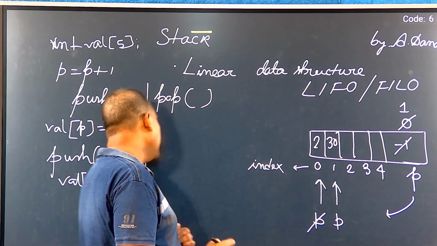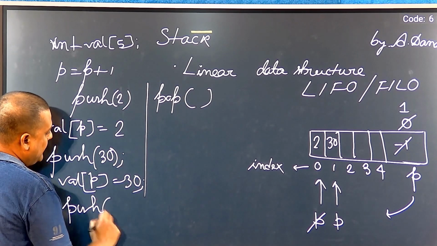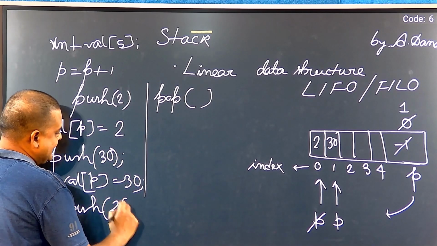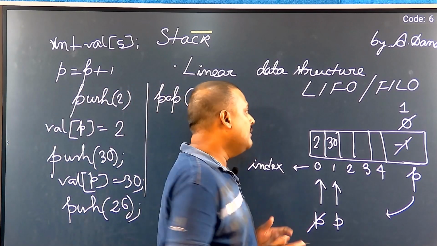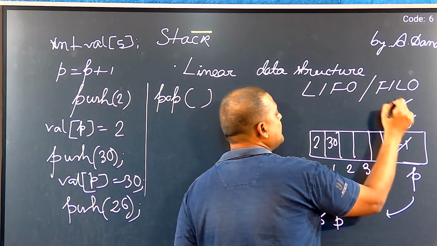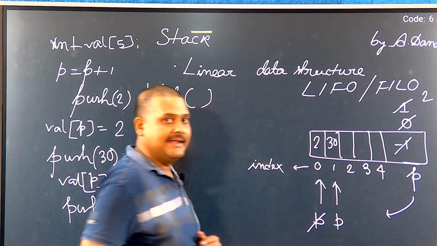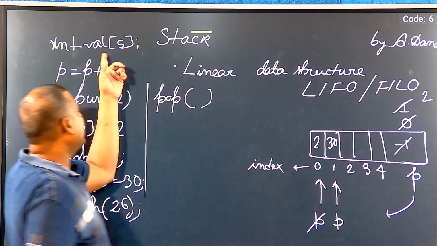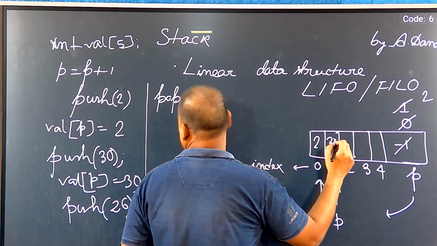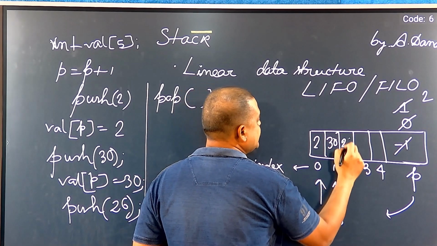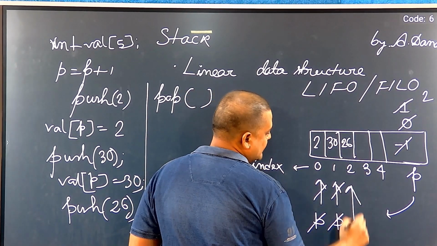Now, this way if we again want to push 26, then again we increment the value of p. So, p will be incremented to 2, and at the second index of the array val we will have this particular value, that is 26. p is pointing to this location.